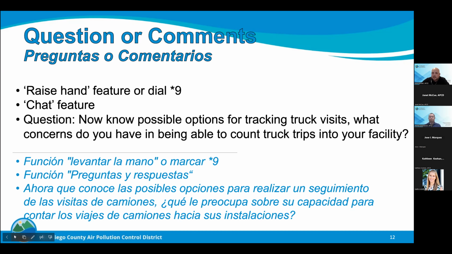Knowing that this is kind of how AQMD looks at how they track truck visits, are there any concerns that you might have in being able to potentially do that? Is this different from what you were expecting? Any feedback like that would be great. I do see Craig Benedetto comments saying that the video highlights logistical difficulties in doing that, particularly as you push down to the smaller facilities, and that is true.